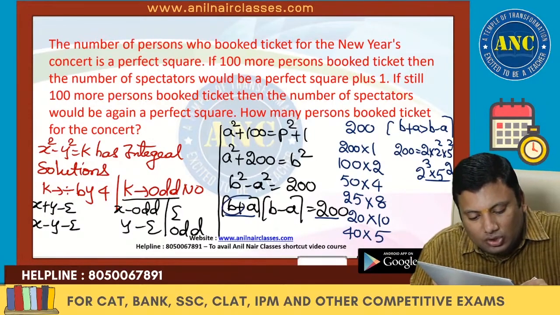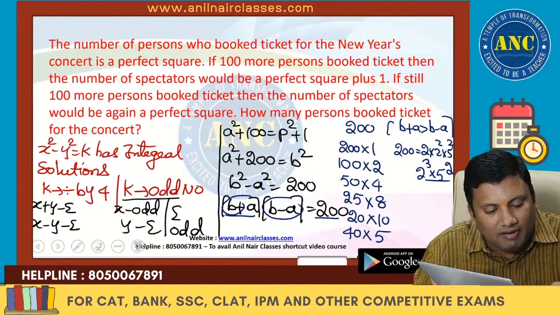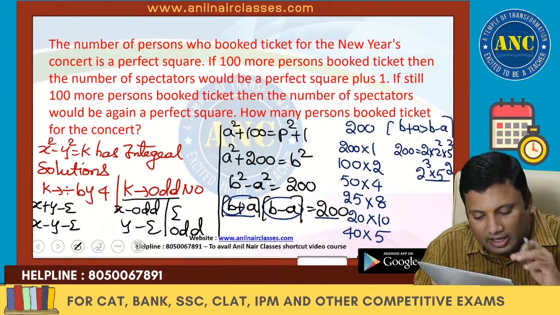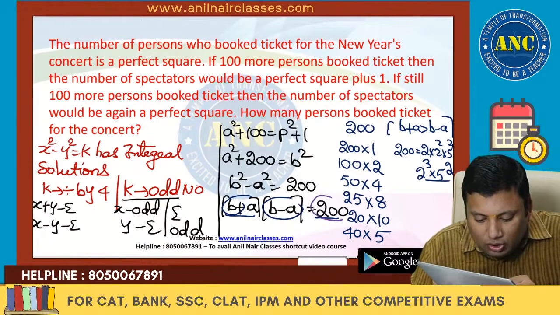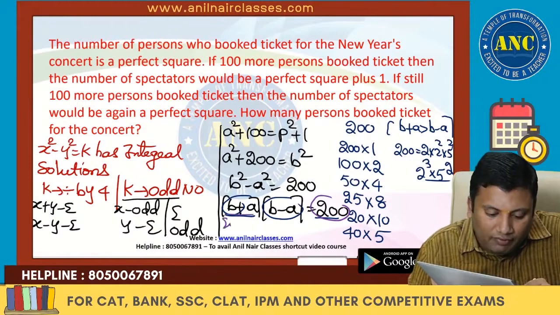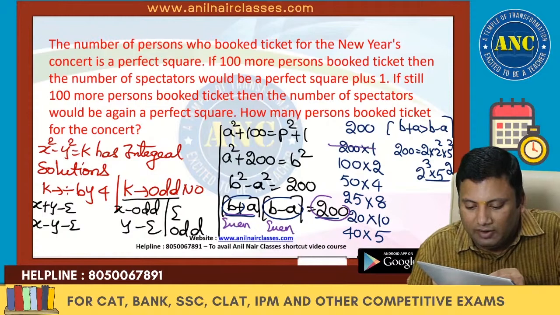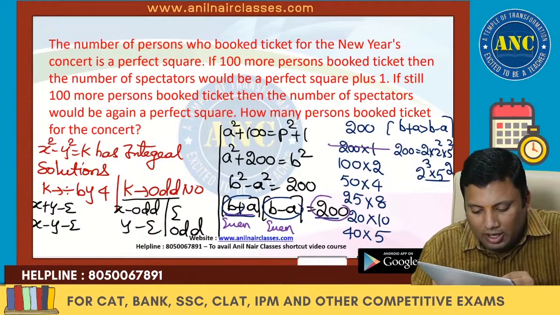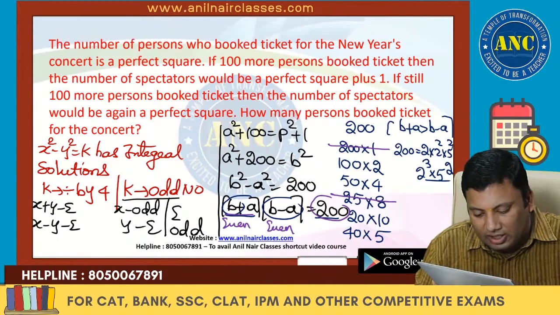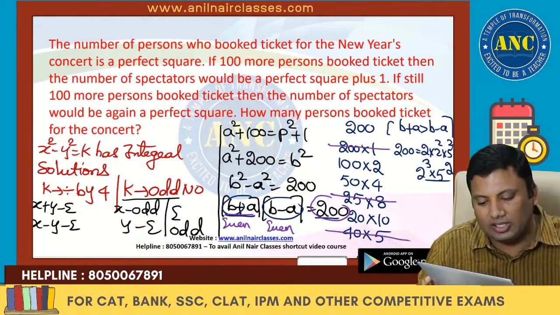b plus a should be greater than b minus a. Why? Because a and b are integers. Now, 200 is divisible by 4. That means b plus a and b minus a should both be even. The other cases are not possible, so both should be even.